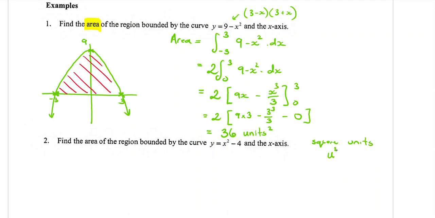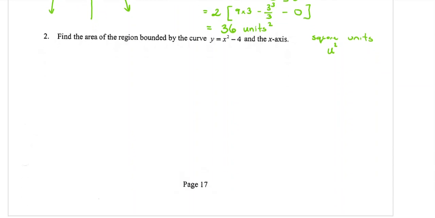All right, question 2. Find the area of the region bounded by the curve x squared minus 4. It's a parabola again. The intercepts of that parabola, this would be x minus 2, x plus 2 when I factorise it. So my intercepts are at minus 2 and plus 2. So here is my sketch. Minus 2, plus 2. Y-intercept is negative 4. Great.